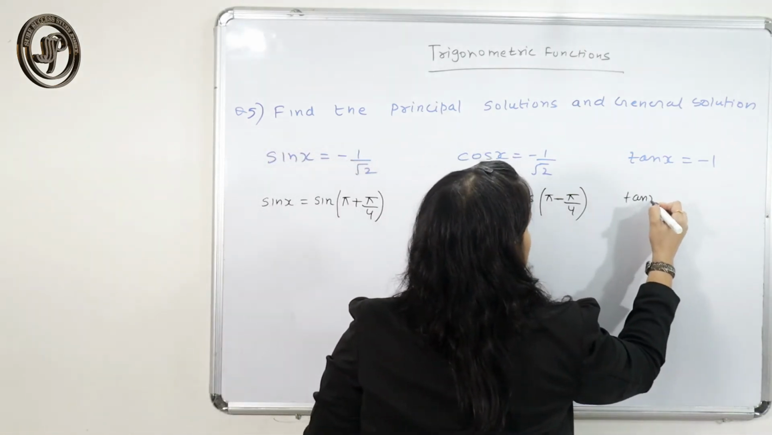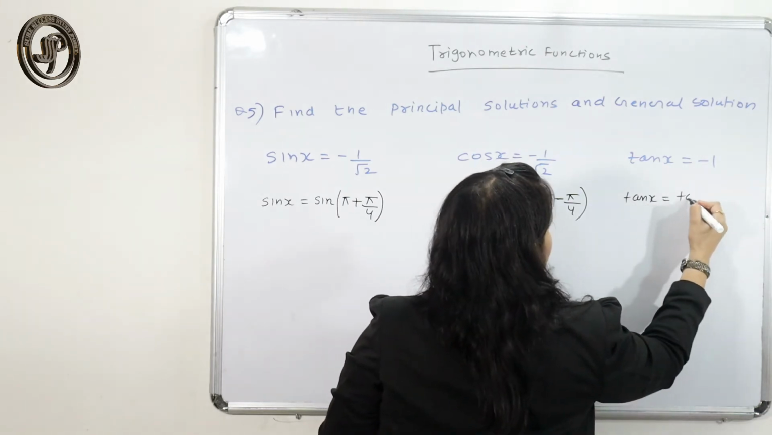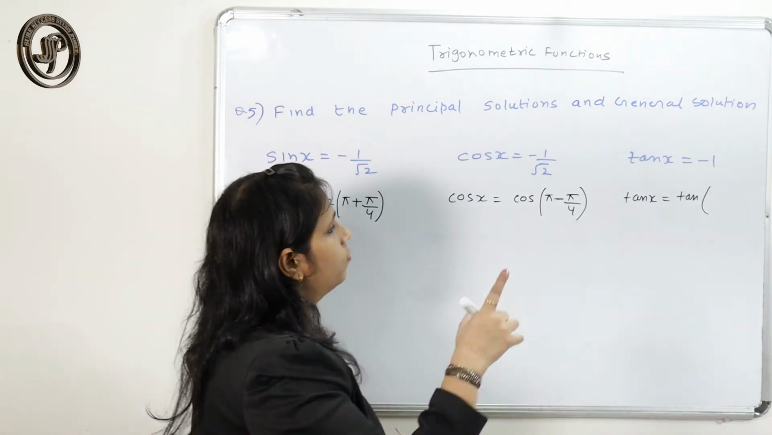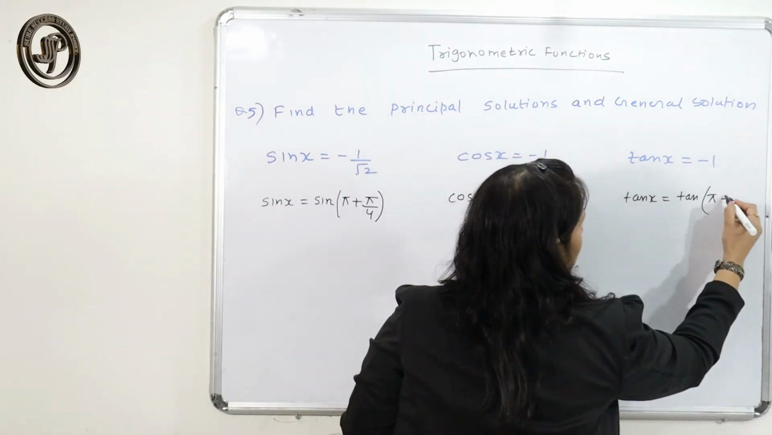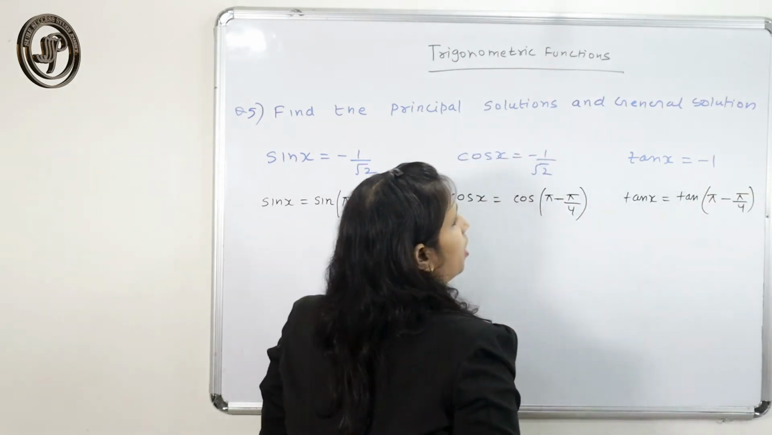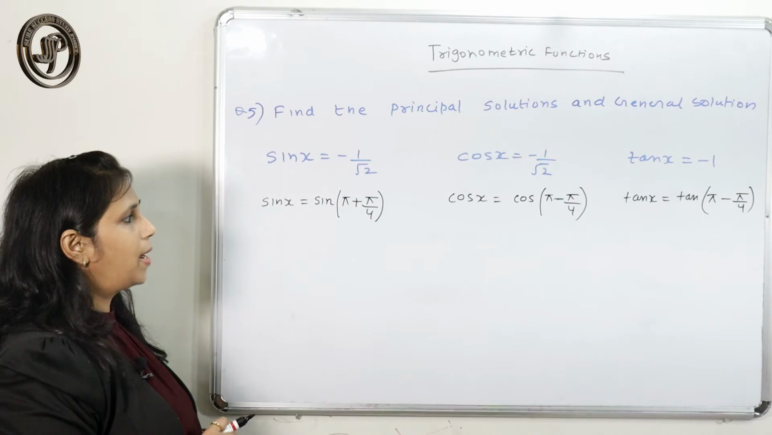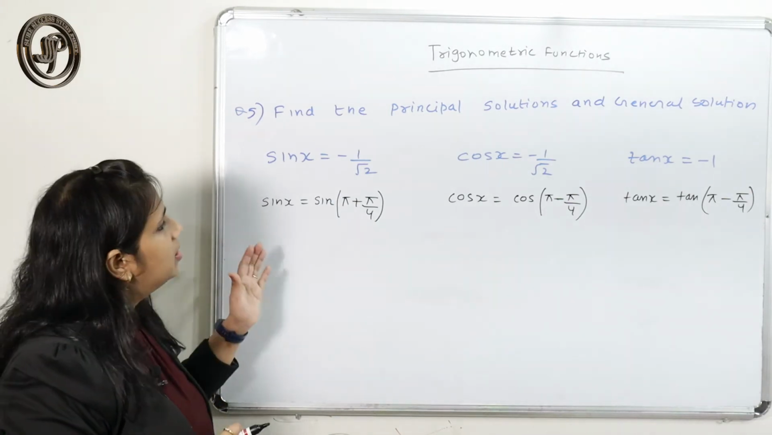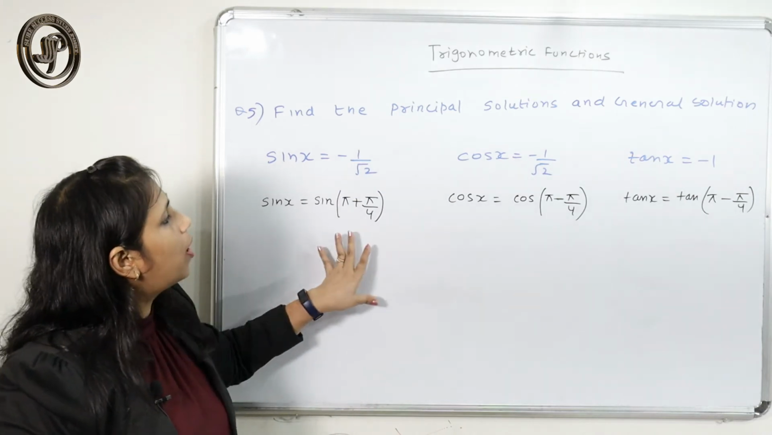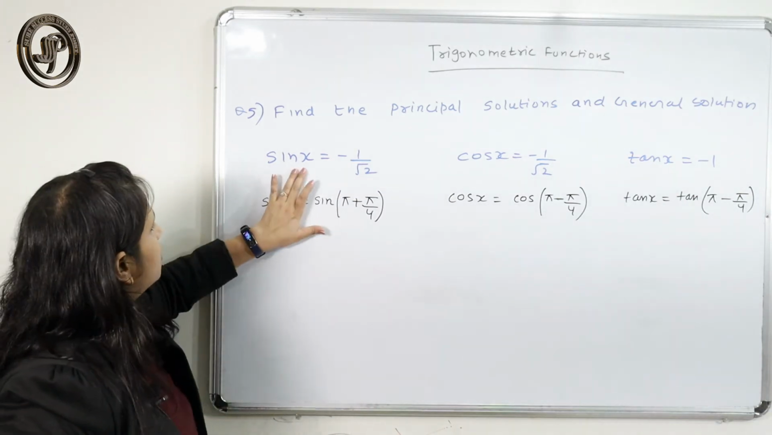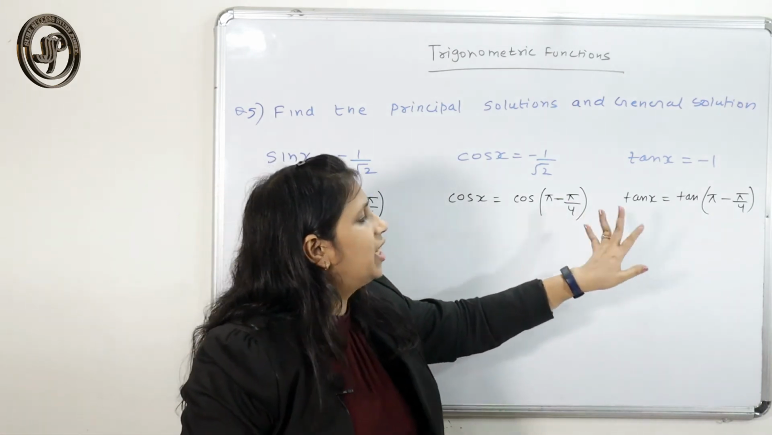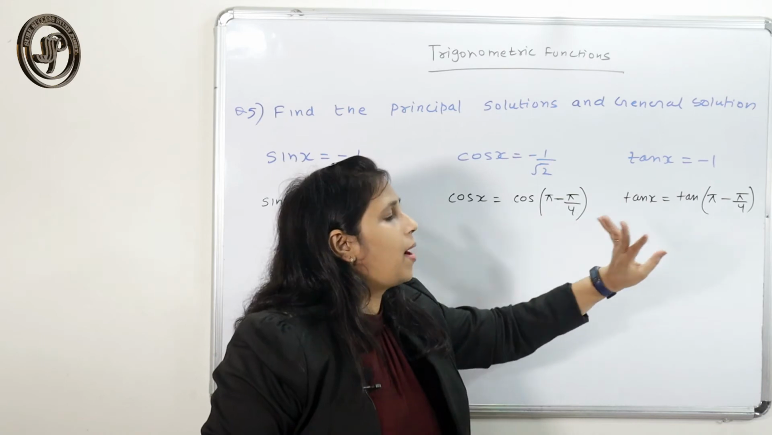And tan x is equal to minus tan pi by 4, where tan 1 is at pi by 4. Here also we have to do tan of pi minus pi by 4. So in this way you can memorize the trend: if sine comes negative, you have to do pi plus theta, and in cos and tan, pi minus theta.